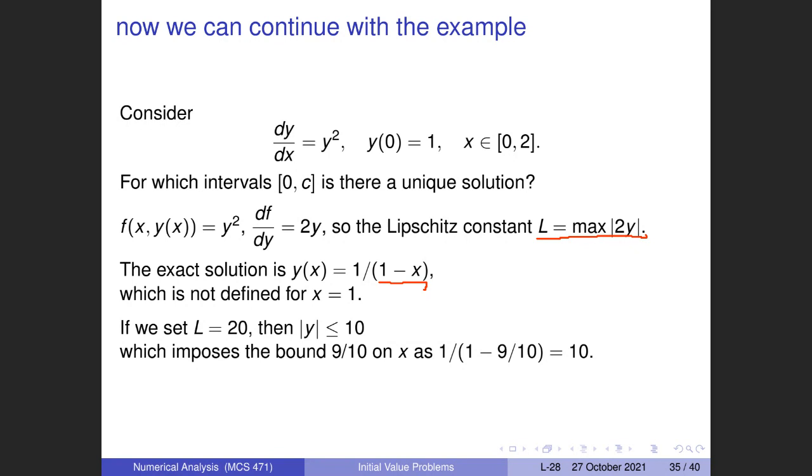Okay, so that solves the problem for which there is a unique solution. The value c is actually 9 over 10. So we cannot do the entire interval 0, 2. We have to stop at 9 over 10.